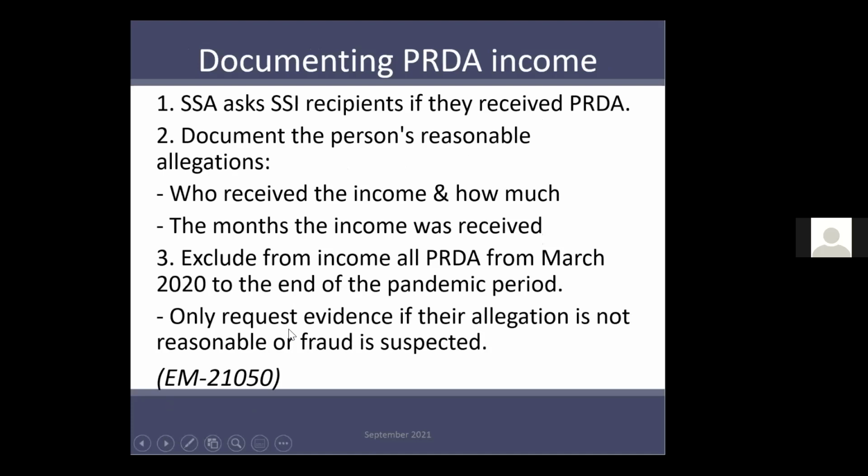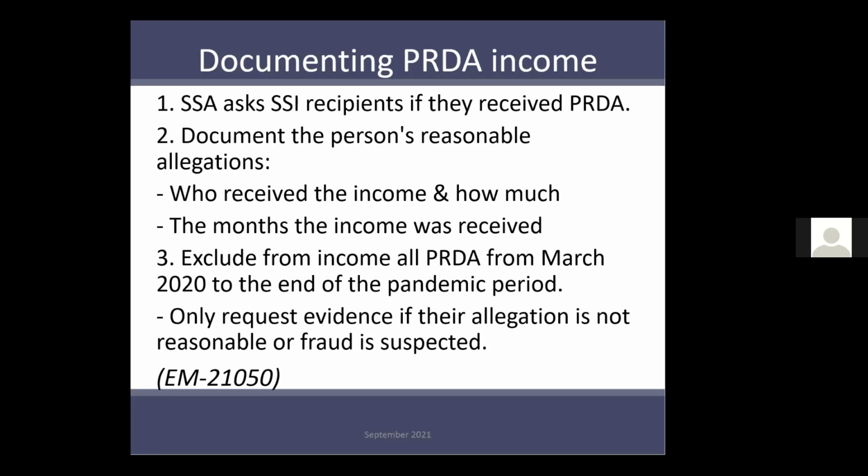So now that we know what pandemic-related disaster assistance is, and that it's excluded as income and resources, we wanted to move to the other emergency message, 21050, to give you some insight into how Social Security is supposed to be processing this. And this is a pretty recent policy change. So we have some limited examples so far, but this is what the rule says.